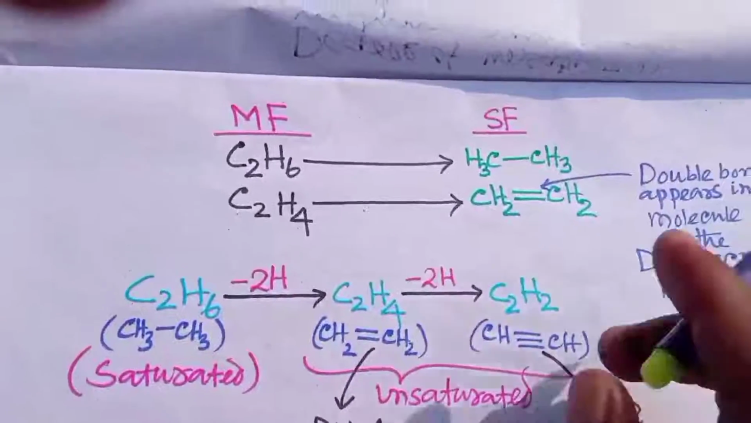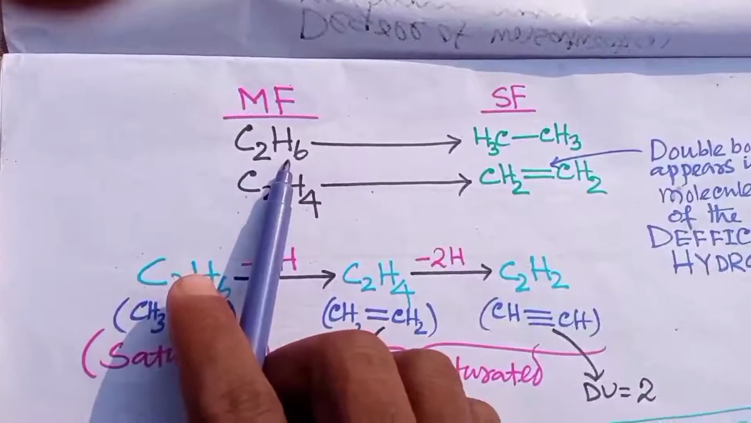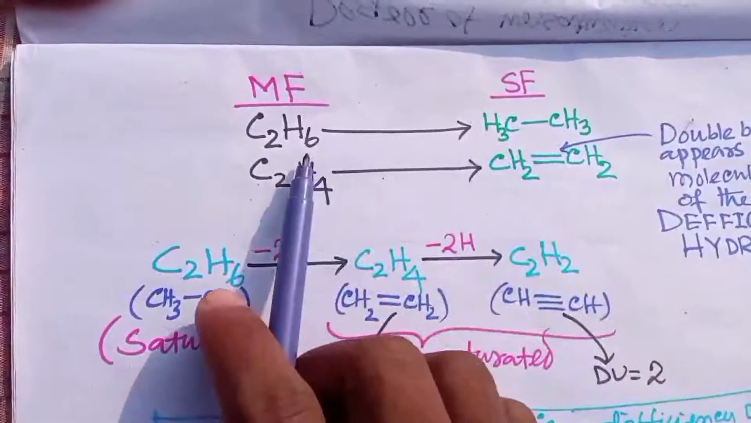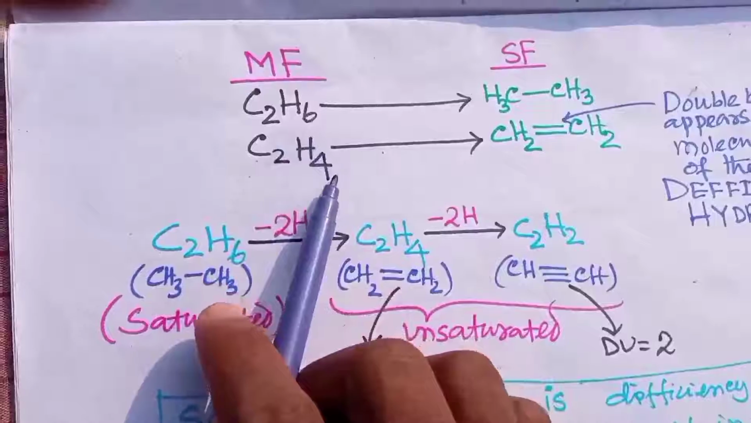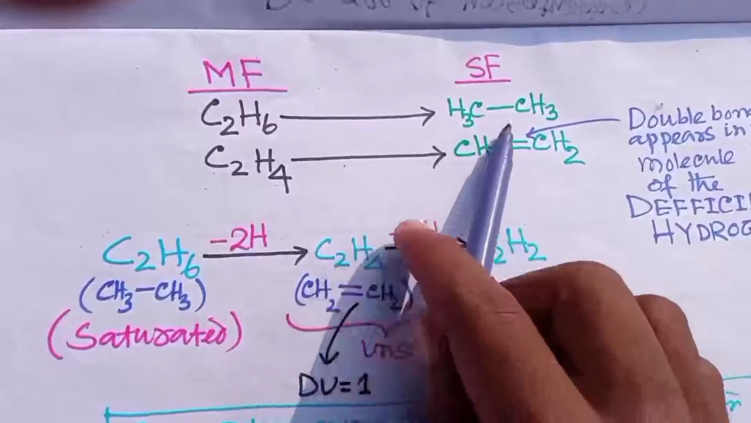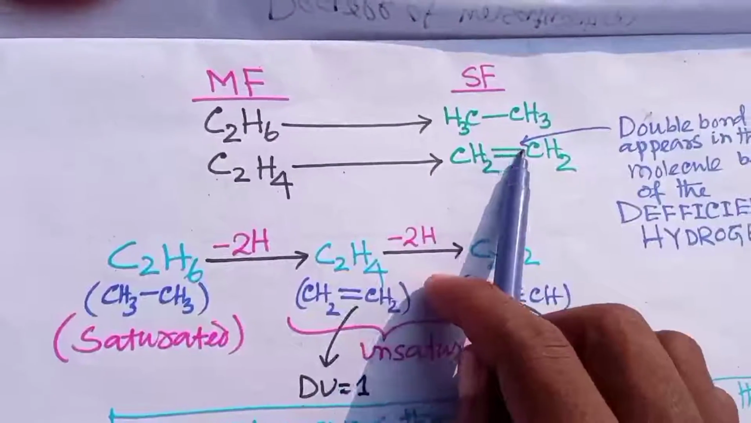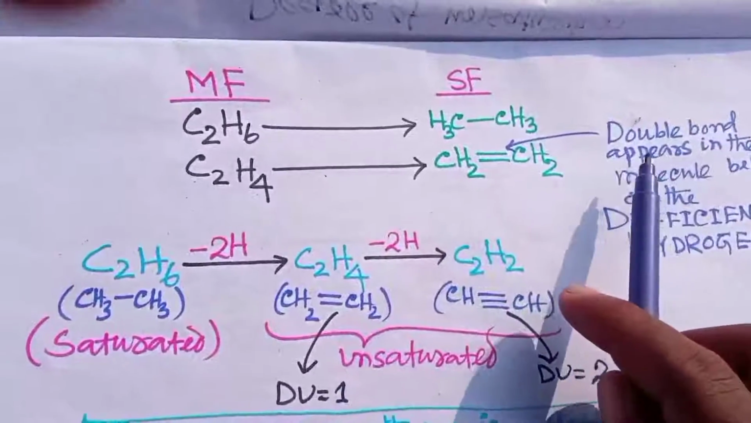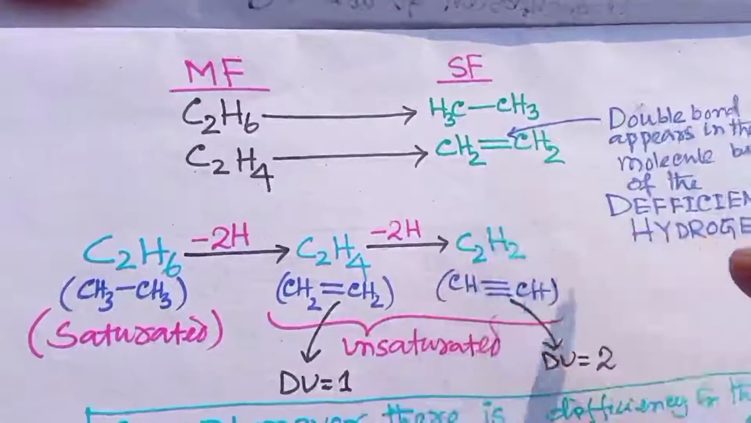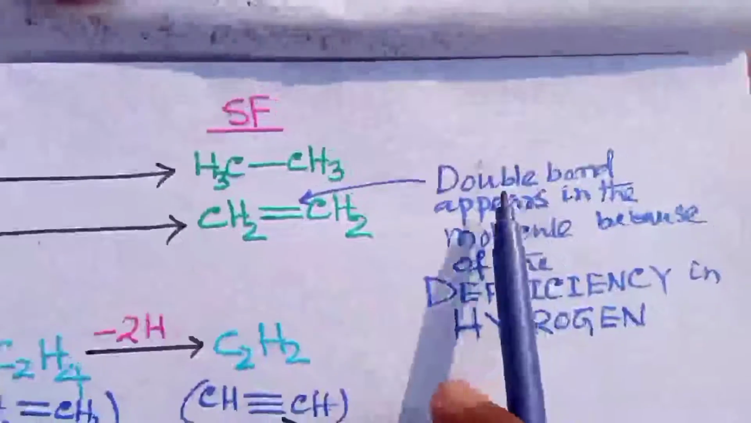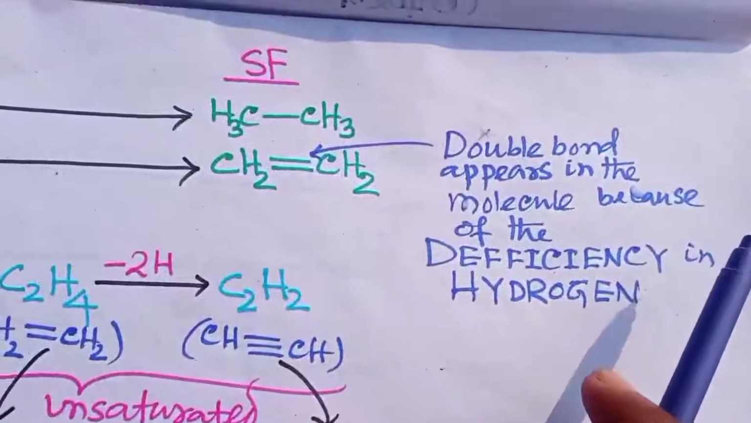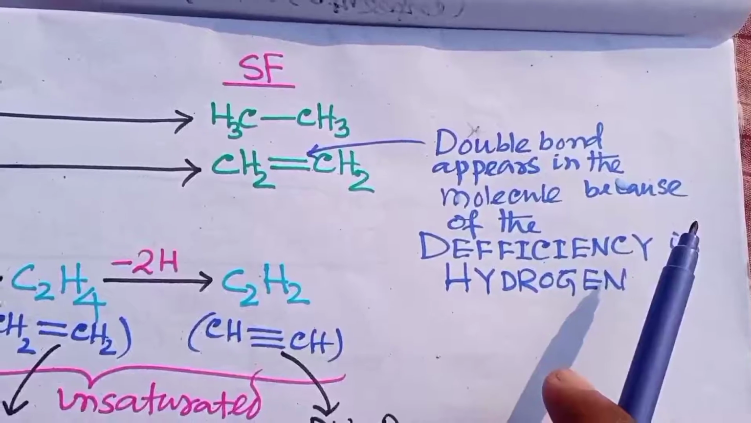Let's see a compound whose molecular formula is C2H6 and its structural formula is CH3-CH3. Let me remove 2 hydrogens from this compound. It will be C2H4 and its structural formula will be CH2=CH2. So there will be a double bond. That means whenever I remove 2 hydrogens from a saturated compound, a double bond appears. A double bond appears in a molecule because of the deficiency in hydrogen.